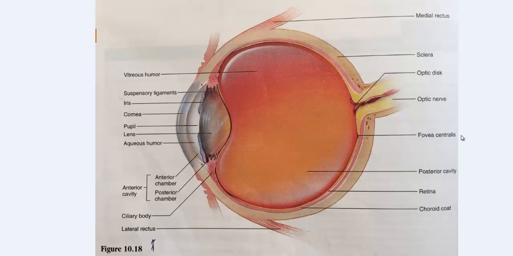Next is the fovea centralis, which is right here. The fovea centralis is a region of the retina consisting of densely packed cones that provides the greatest visual acuity.